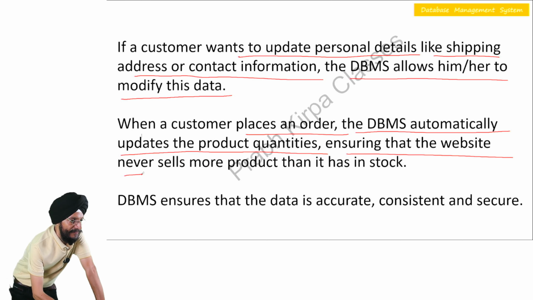DBMS usually stores data on storage devices such as HDD, hard disk drive, and SSD, that is solid state drive. Other storage devices may be external hard drives, network attached storage, which is called NAS, and cloud storage, etc.